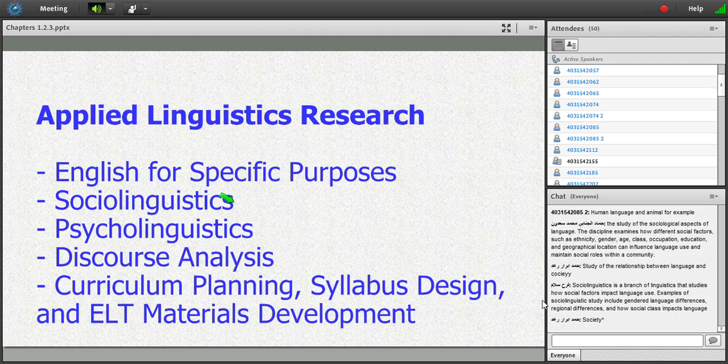Now, what about psycholinguistics? Sociolinguistics is the study of social factors and how they link with linguistics, with language. Psycholinguistics is the relationship between psychological factors and language-related factors. So can you give me some examples of the topics?